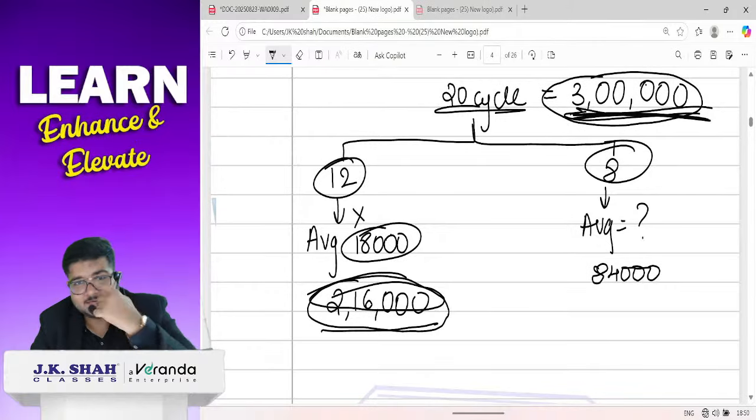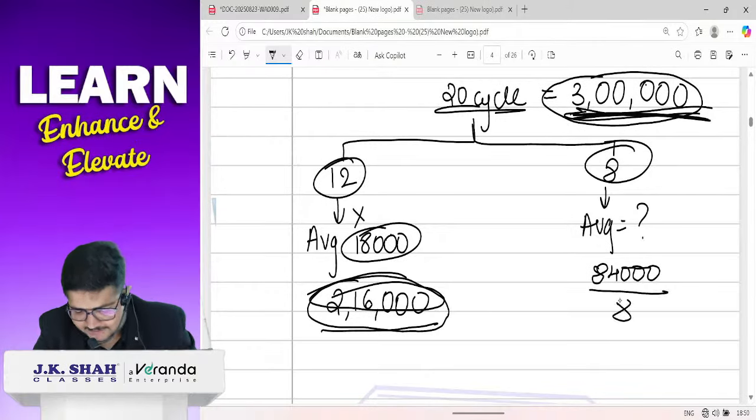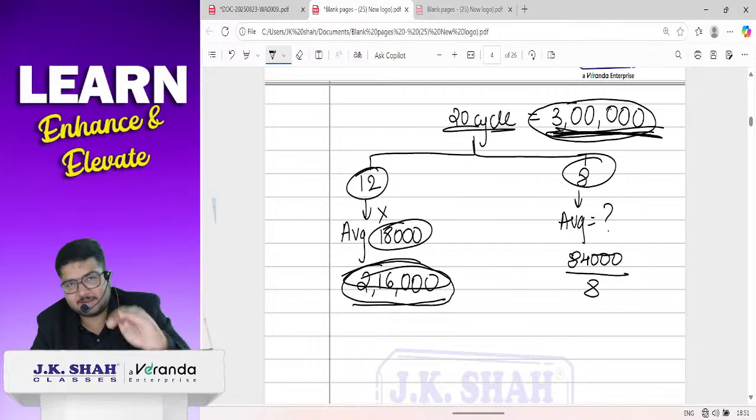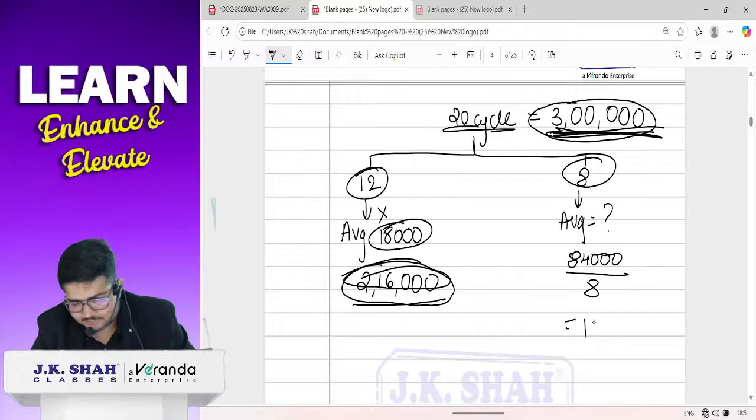You have to find the average, so you will divide this by 8. I told you, if you want to divide anything by 8, you just have to take half 3 times. Half of 84,000 is 42,000. Half of 42,000 is 21,000. Half of 21,000 is 10,500. So 10,500 is the answer.